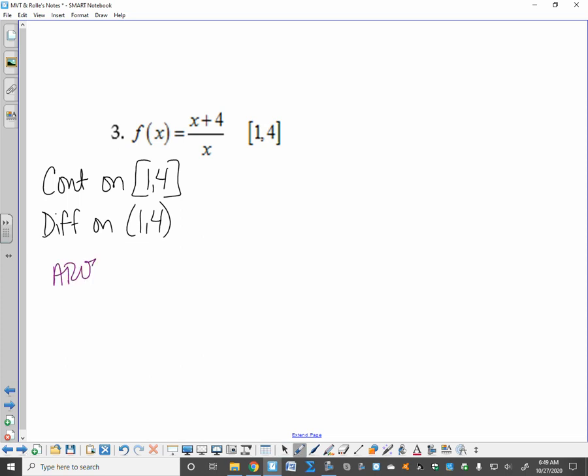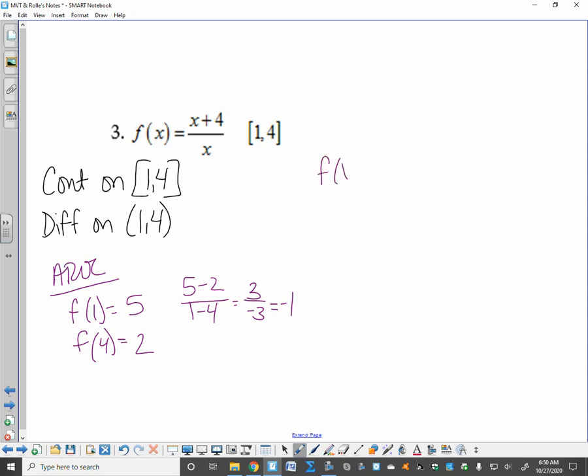All right, so AROC. f of 1 is going to be 5. f of 4, 8 over 4, which is 2. So 5 minus 2 over 1 minus 4, which is 3 over negative 3, which is negative 1. So far, slopes have been very nice. But trig is coming, don't you worry.